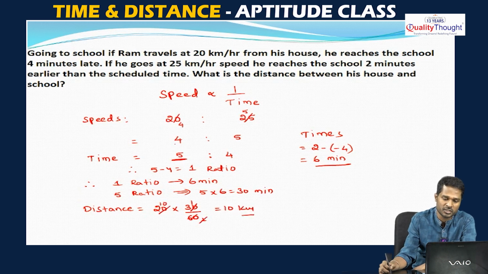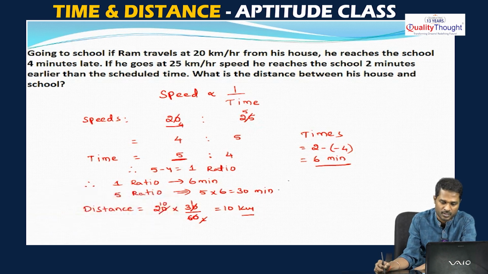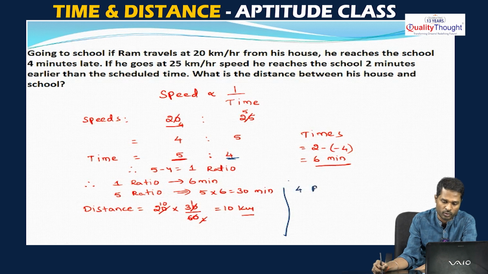See, we have taken these two values, 20 and 5. If you want, we can take the other values also to find the same value. Let's see whether we will get the same answer or not by taking the different values. Up to here I will take the same value: 1 ratio is 6 minutes of difference. Now I will take this value. So how much will 4 ratios be?